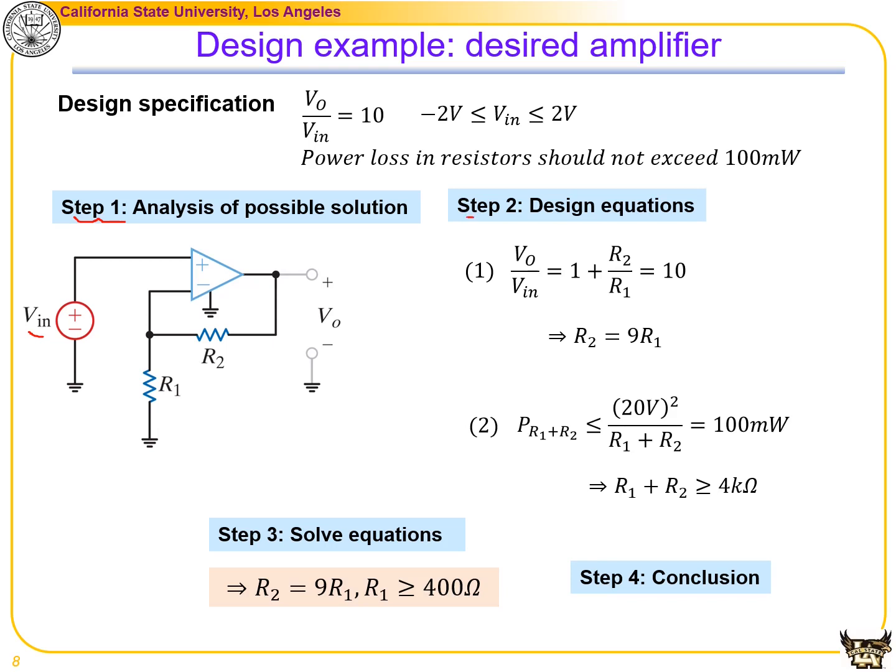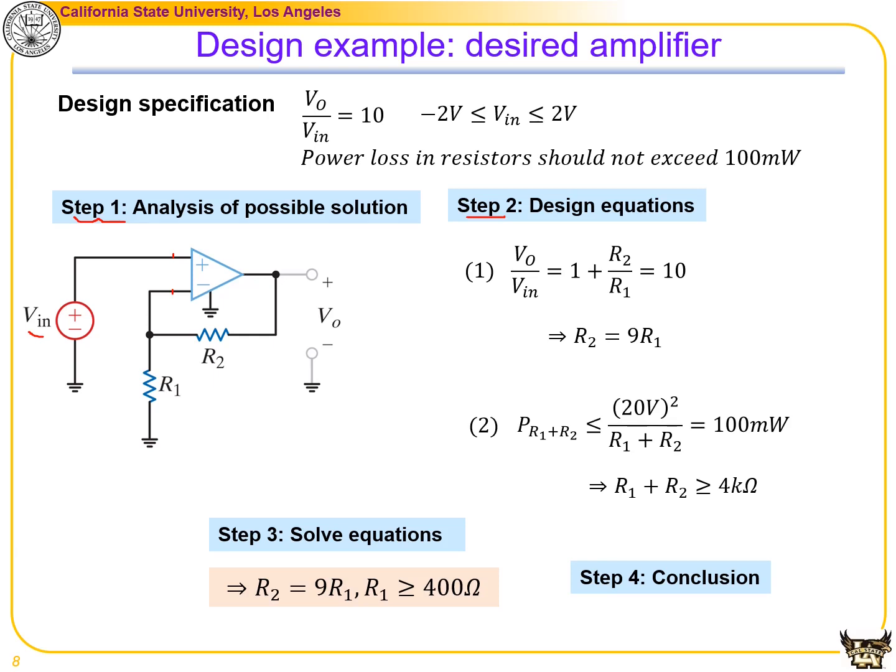The second step is to come up with the design equations. The way to come up with the design equations is the same as what we did for the previous two examples. We will use the ideal op-amp model, which implies that the voltages at the inverting terminal and non-inverting terminal are the same, and the current going into the two terminals is 0.